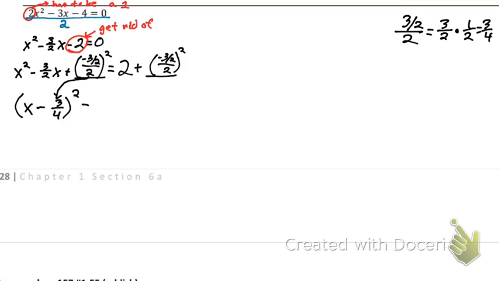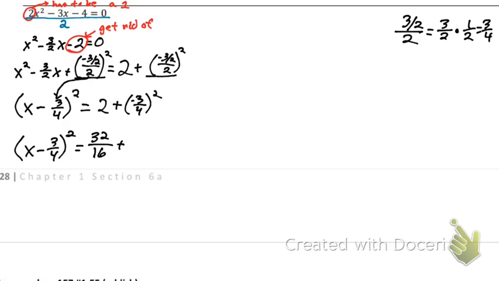Okay, good. All right, so that's going to equal 2 plus, and once again, this is negative 3 over 4 squared. Let's just keep working on it. I'd have (x minus 3/4)² equals, well, I know it's going to be 16 at some point, so I'm going to change that 2 into 32 over 16, because this is going to be a negative 3 squared, which is a positive 9 over 16.